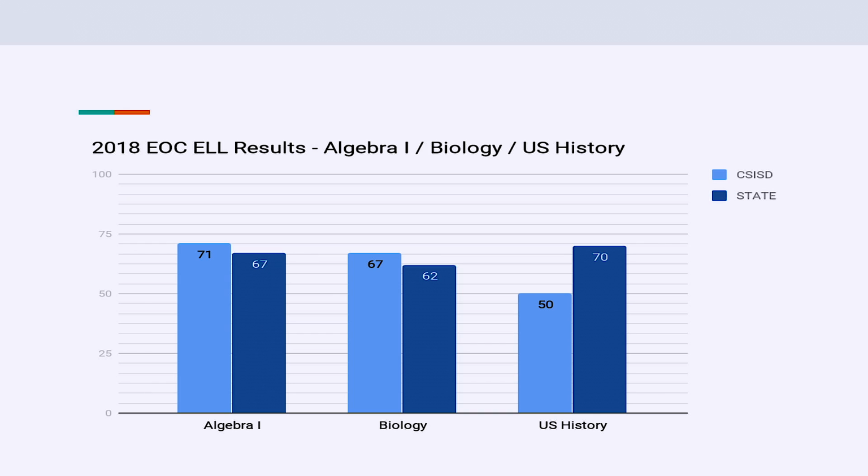So when we look at our end of course exams, these are our English language learners. For Algebra 1, we are at 71%. Biology, 67% of the students taking the biology test. And in U.S. history, we have 50% of our students passing. So that is an area that we have addressed this year to work on.